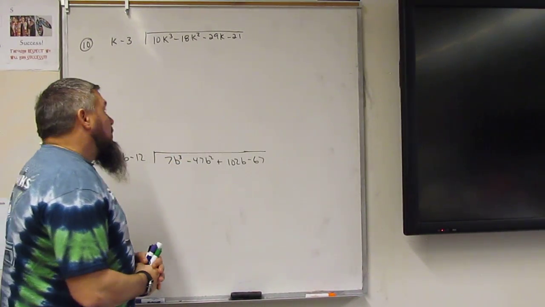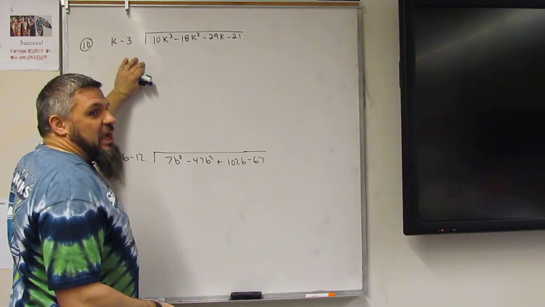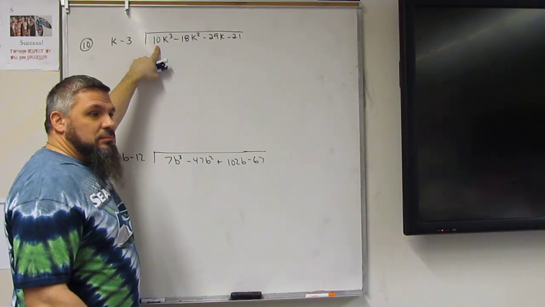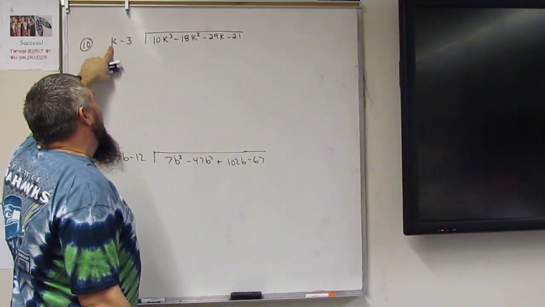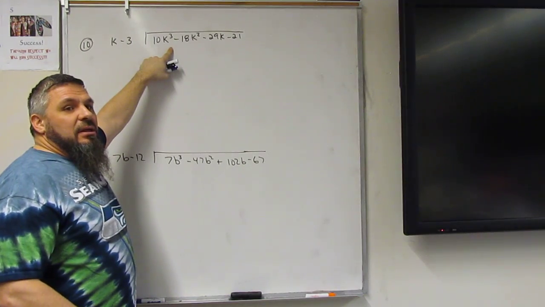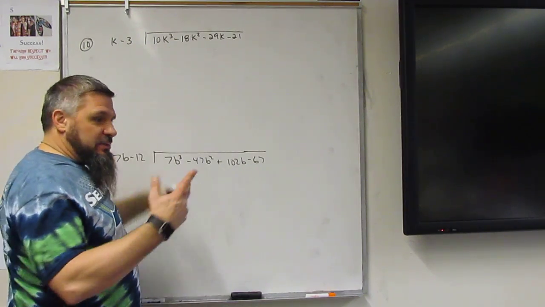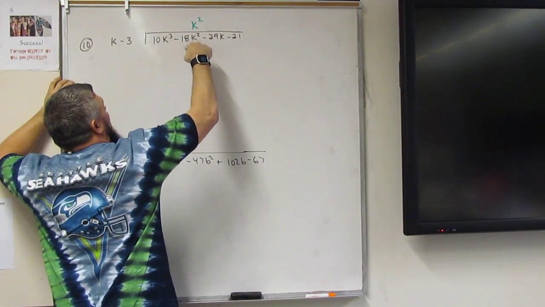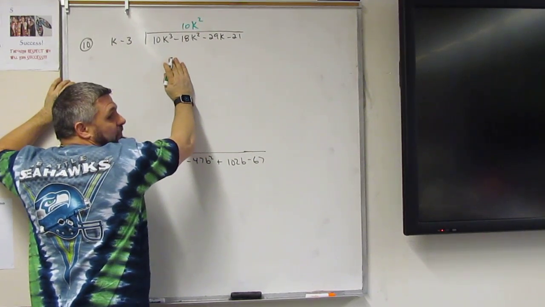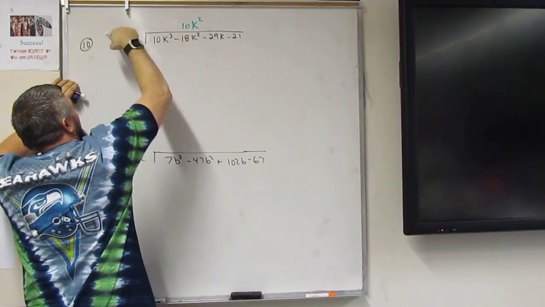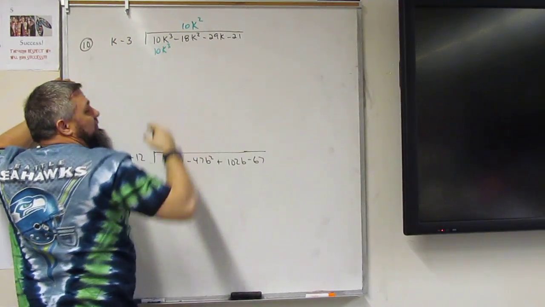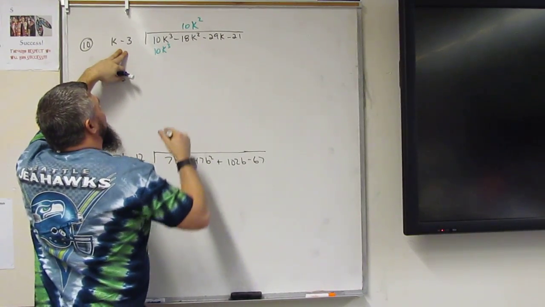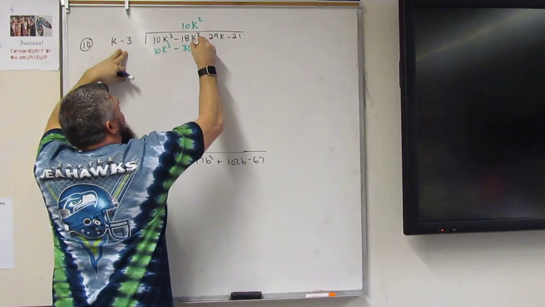All right. So, first step is, how many times does 1 go into 10? 10. And then, how many times does k go into k cubed? Right? K squared. So we need to multiply by k squared, so that goes in the k squared column, and a 10, right? And so 10k squared times k is 10k cubed. And that's not too bad, right? And then 10k squared times negative 3 is negative 30k squared.